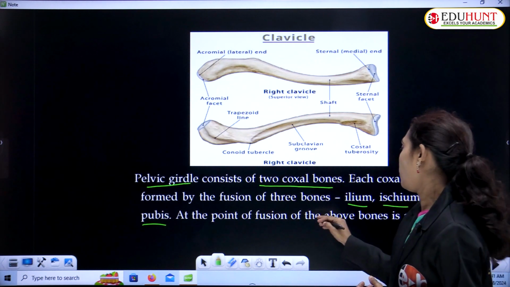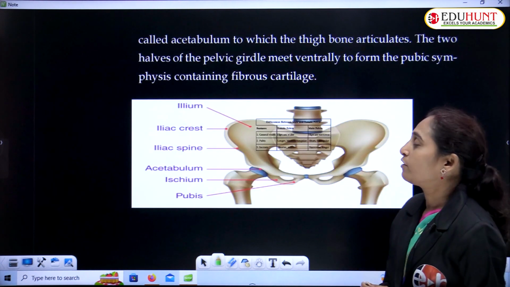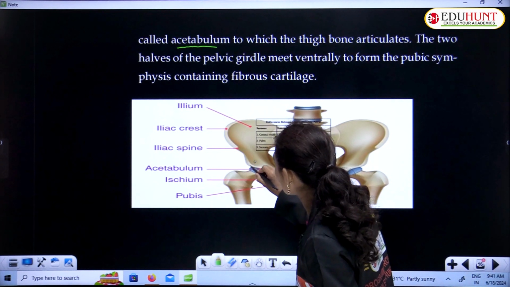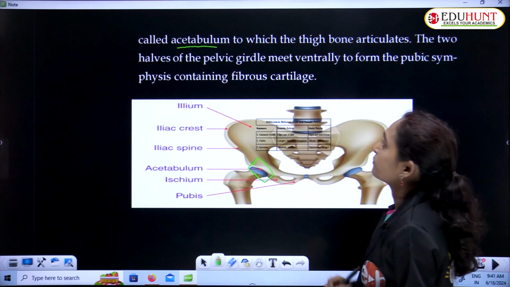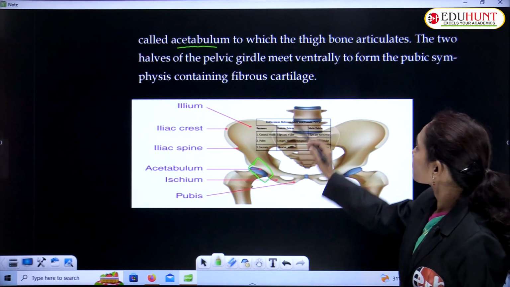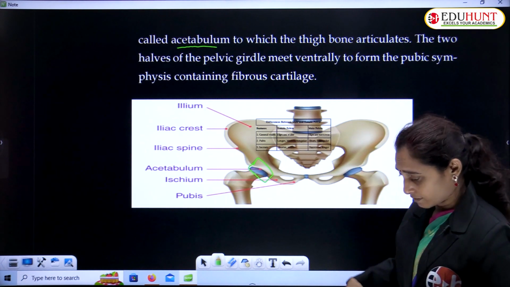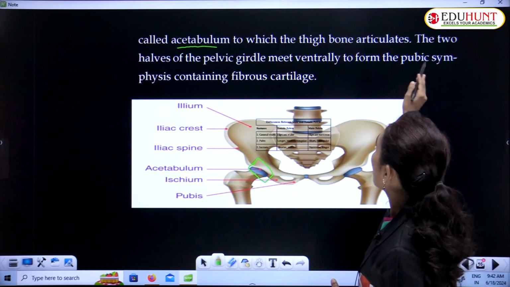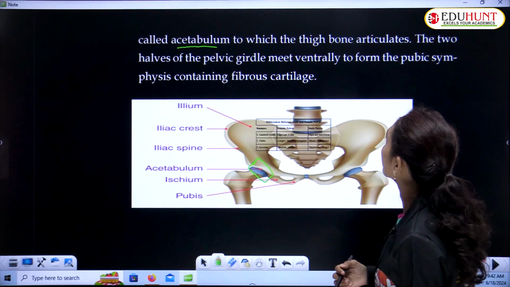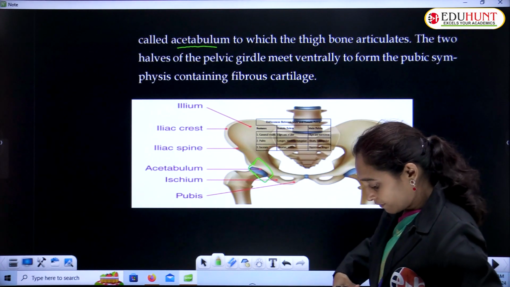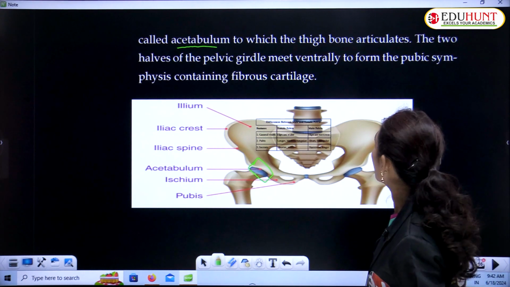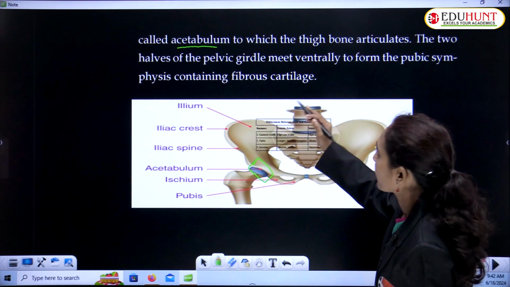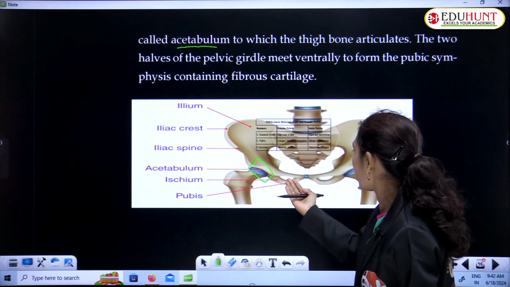At the point of fusion, there is a cavity known as the acetabulum. The acetabulum is where the thigh bone, that is the femur, articulates. The two halves of the pelvic girdle meet ventrally, in the front region, to form the pubic symphysis containing fibrous cartilage.